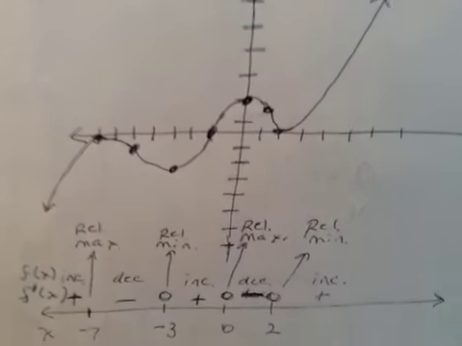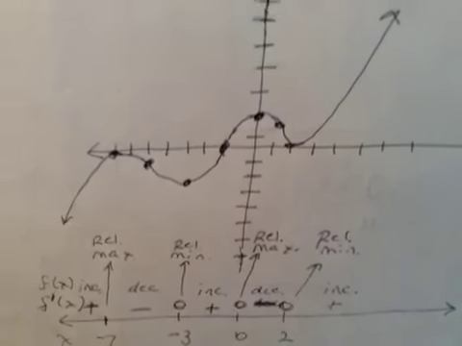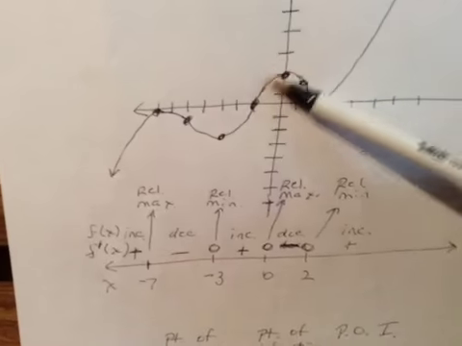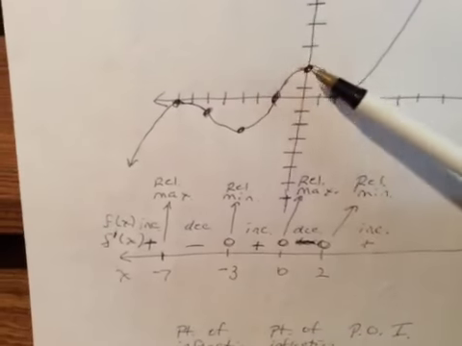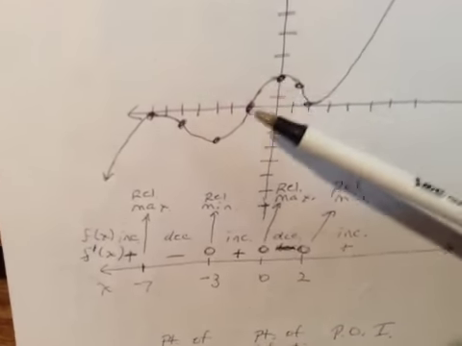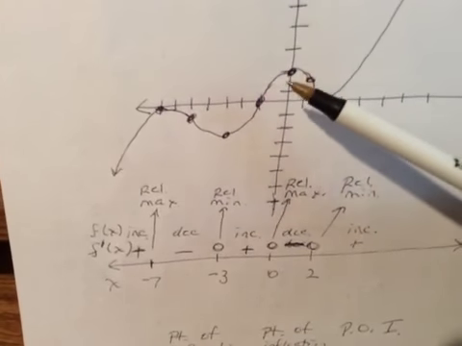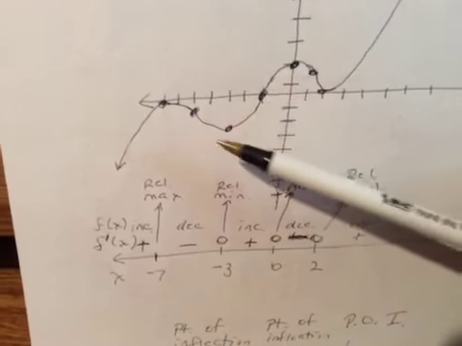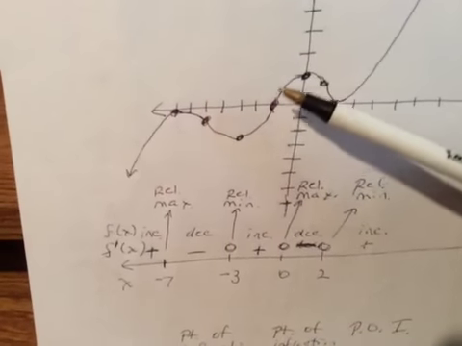Now, how we test for that is using the second derivative. When we did whether the function was increasing, the derivative was positive. Now, we take the second derivative: if the second derivative is positive, the function will be concave up. If the second derivative is negative, it'll be concave down.